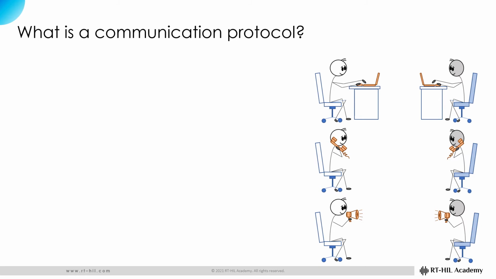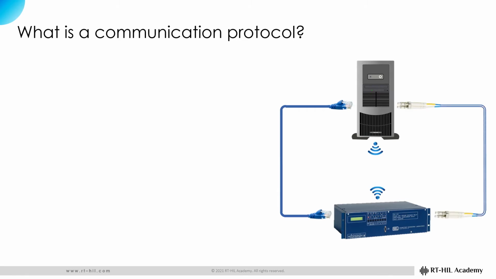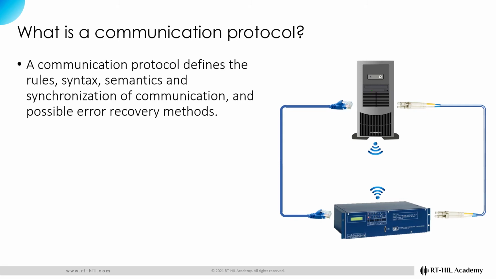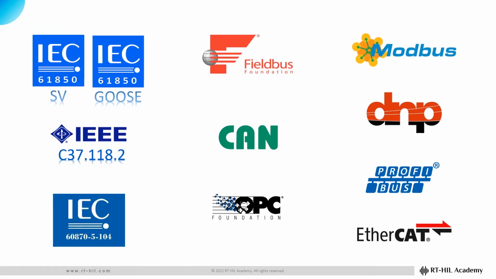That would be exactly the case when two devices are interfaced to communicate with each other. No matter what physical media is used, both devices should be configured to interpret a system of rules that is known to both of them for transmission of information. This system is called communication protocol. In other words, a communication protocol defines the rules, syntax, semantics and synchronization of communication, and possible error recovery methods for transmission of information. There are several communication protocols that are utilized in different industries.